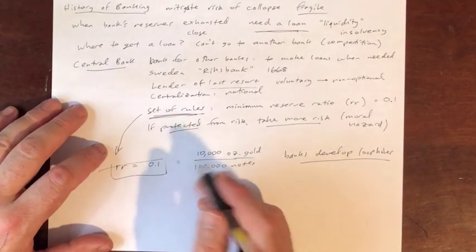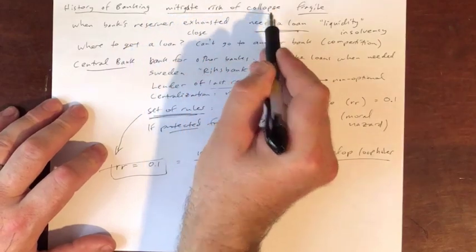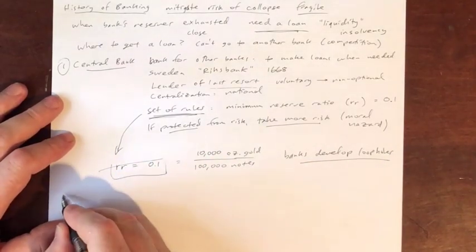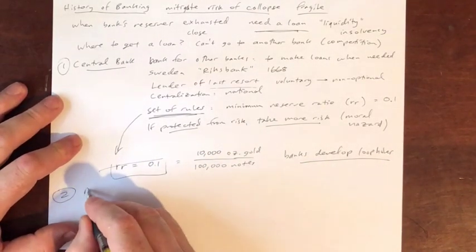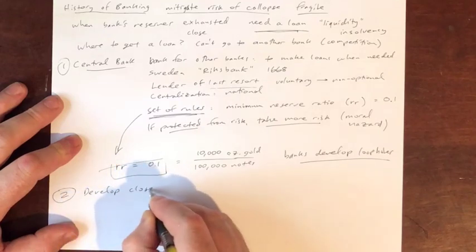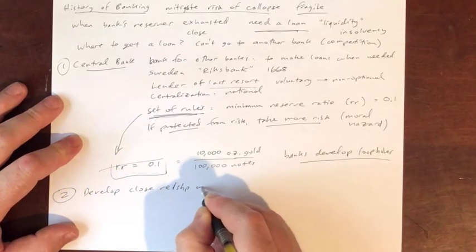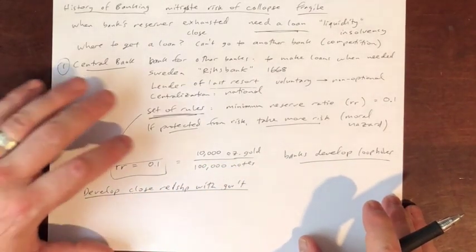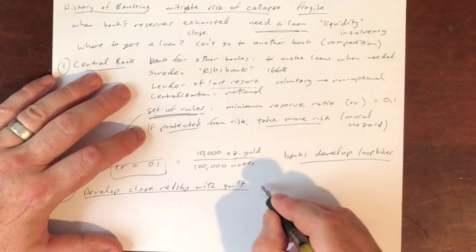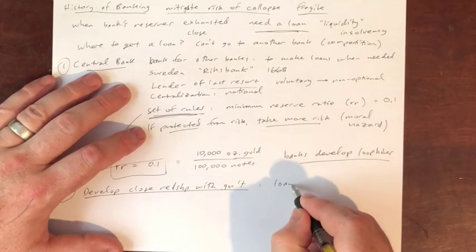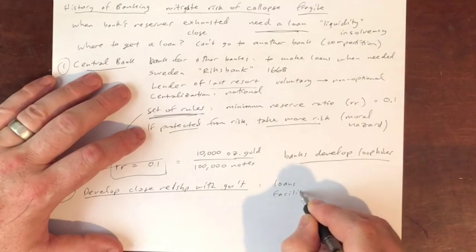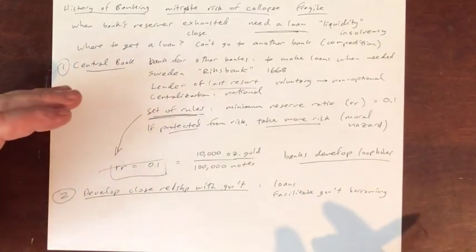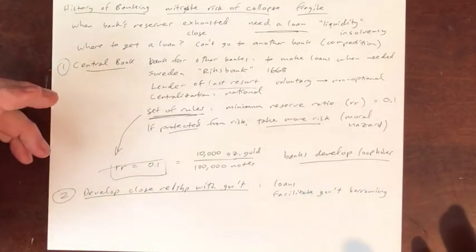Okay. So, like I said, the history of banking is an attempt to mitigate the risk of collapse. One big way of doing that is through central banking. A secondary way of doing this is for banks to develop a close relationship with the government. One way that they do this is through loans and through facilitating government borrowing, right? Governments borrow to pay off war debts and things like this, right?